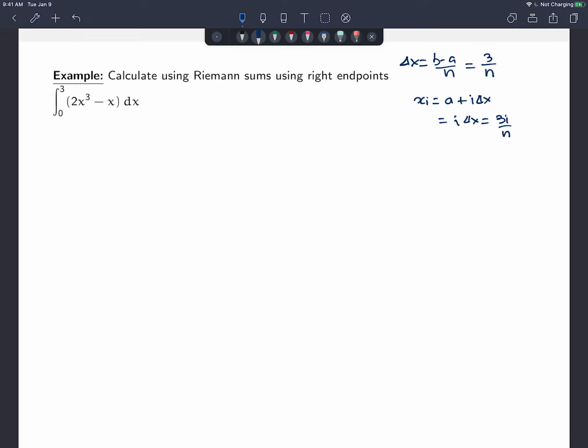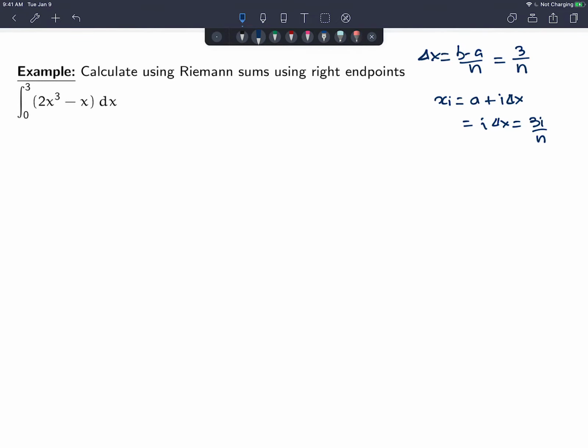So this integral is really a limit as n goes to infinity of a sum from i equals 1 up to n of f of x i delta x. My x i could be my right endpoints, that's what the problem says up here. In the general definition, it could be any sample point in the ith interval. So now I'm going to forget about the limit for a while and just focus on this sum.